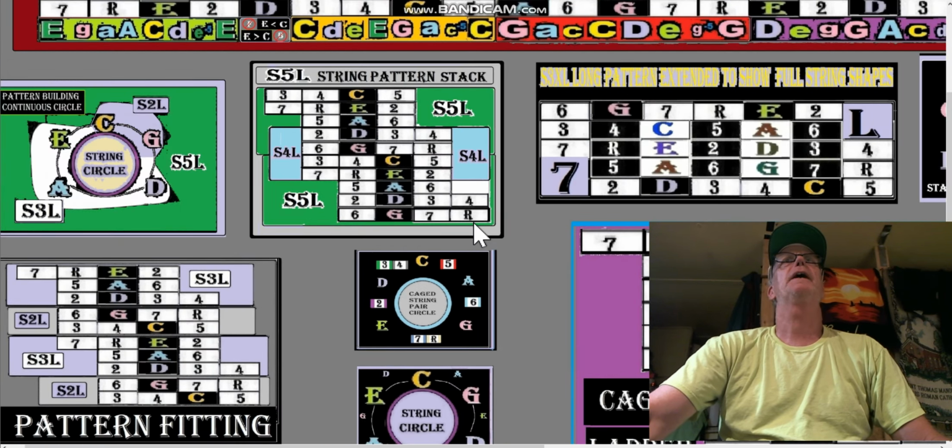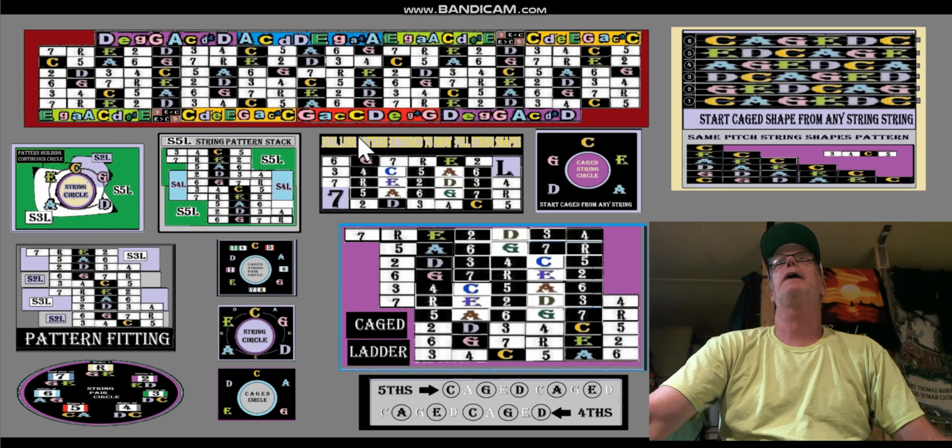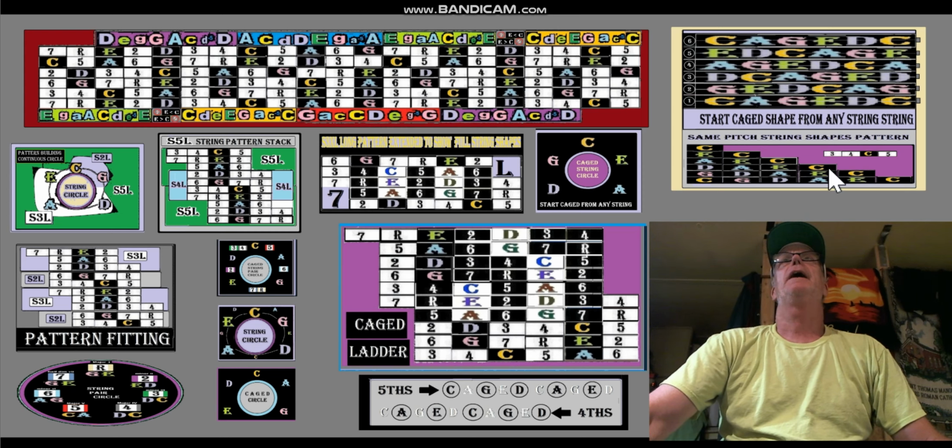Let's see what else we got today. Okay, this is the new chart. So I guess we have to talk about it. Let's talk about up here.